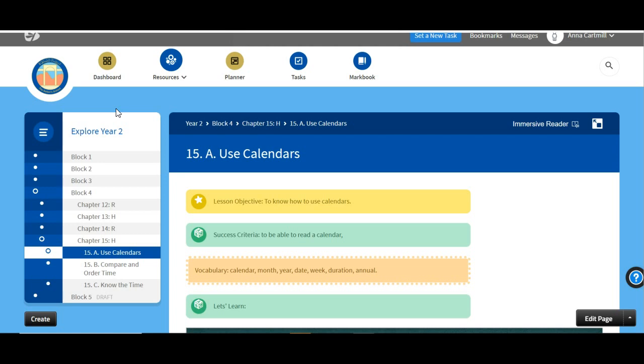Today we're going to be looking at how to use a calendar and also how to read time. Are you ready? Okay, let's get started.